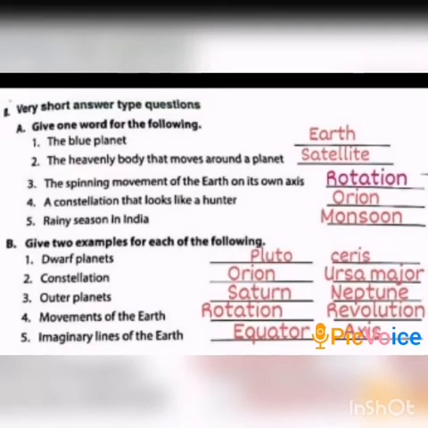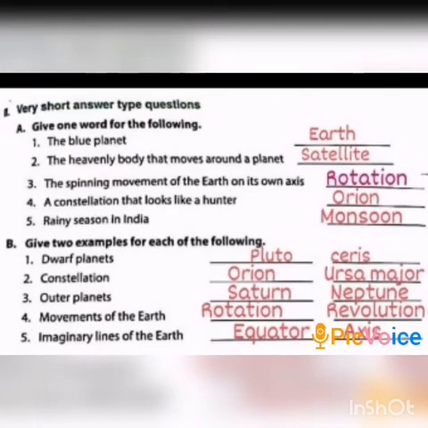Second one, the heavenly body that moves around a planet. The heavenly body that moves around a planet is a satellite. Third one, the spinning movement of the earth on its own axis. The spinning movement of the earth is called rotation. So the answer is rotation.